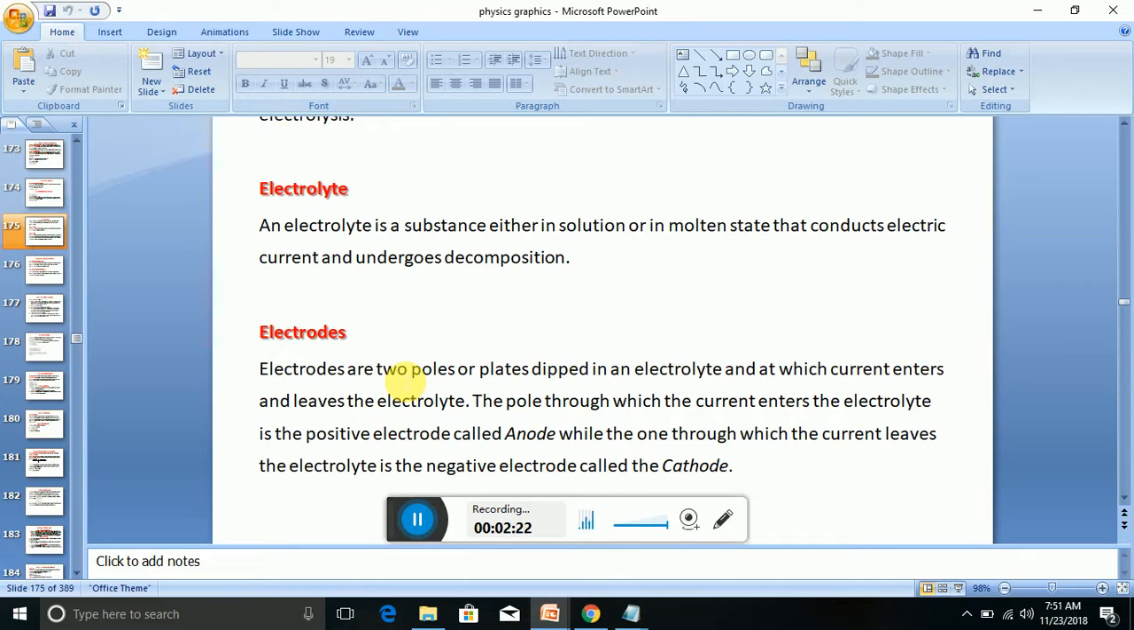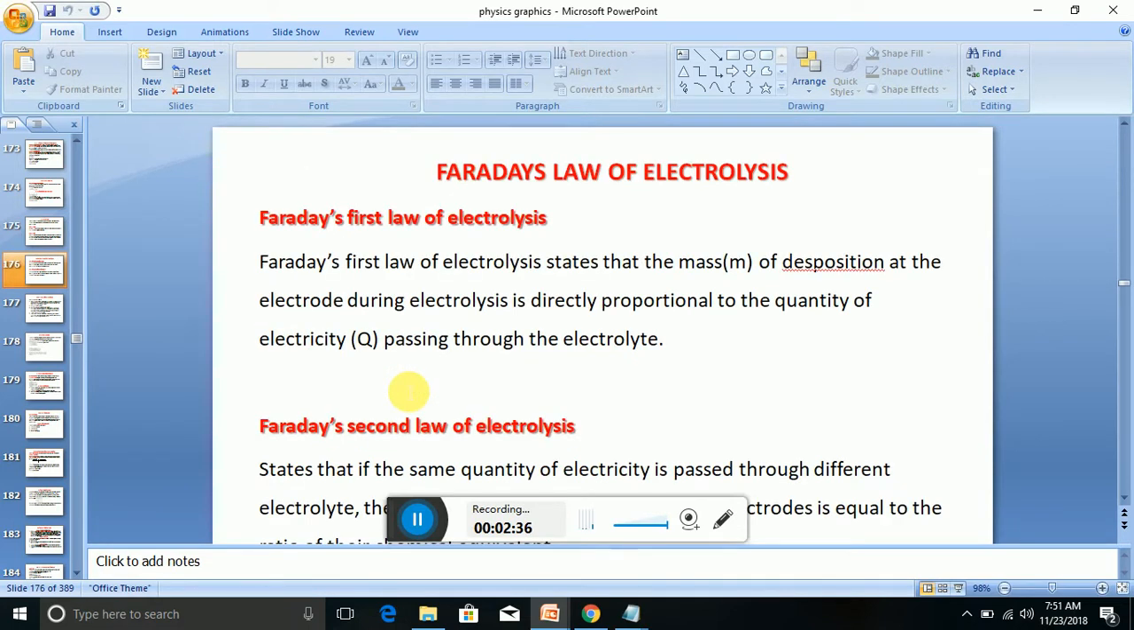So basically in electrolysis we have two poles or two electrodes. We have the anode and the cathode. The anode is from where the electric current enters the electrolyte, whereas the cathode is from where the electric current leaves the electrolyte. Now, a very important aspect of electrolysis is Faraday's laws of electrolysis, and that is what we're going to be looking at in this slide.